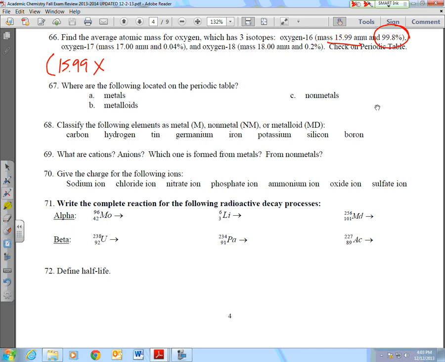Now, I can't just multiply by 99.8. It doesn't work like that. You have to put it in decimal form, so 0.998. And to get that, all I did was divide by 100 or move my decimal twice.